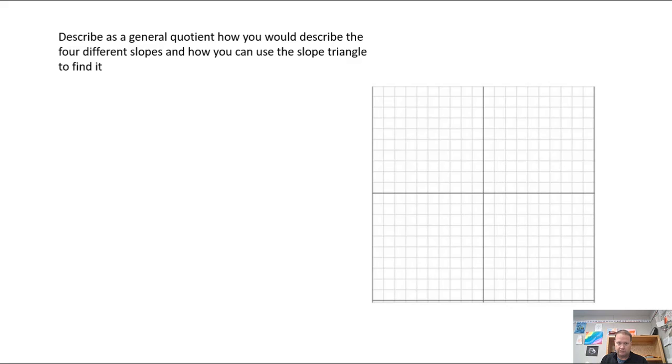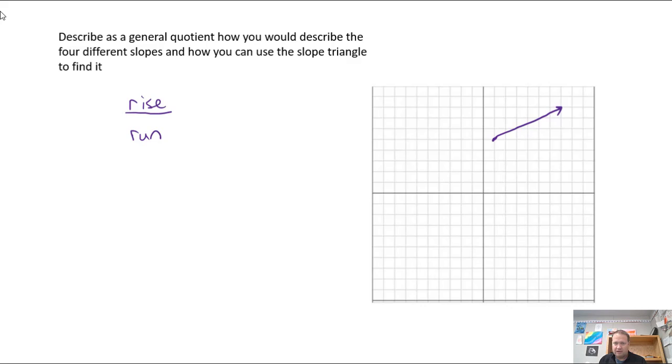Describe as a general quotient. Quotient is a fraction problem. So again, we're going to talk about rise and run here. How would you describe the four different slopes? So let's take a look at, first of all, a positive slope. So I'm going to draw something up here. I'm going to draw a little line segment. I'm going to just draw this line right there. Okay, that's a positive slope.